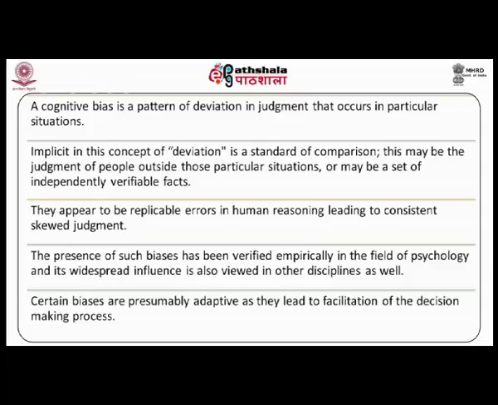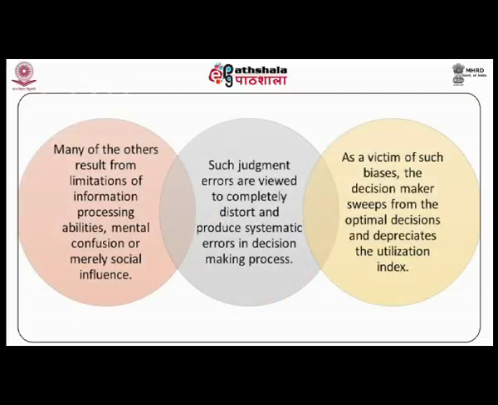The presence of such biases has been verified empirically in the field of psychology, and its widespread influence is also viewed in other disciplines as well. Certain biases are presumably adaptive as they lead to facilitation of the decision-making process. Many others result from limitations of information processing abilities, mental confusion, or merely social influence. Such judgment errors are viewed to distort and produce systematic errors in the decision-making process.